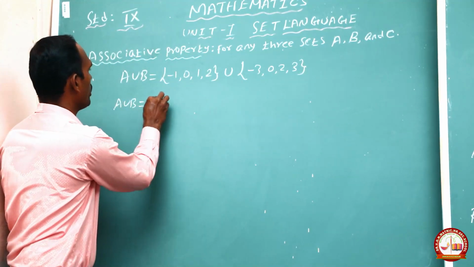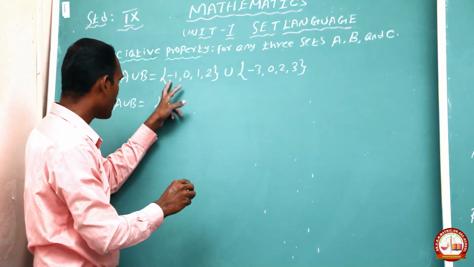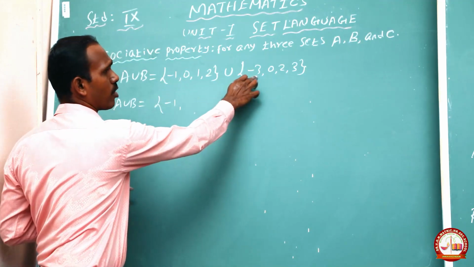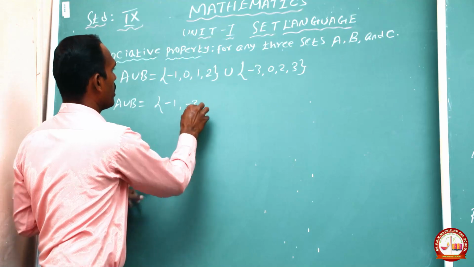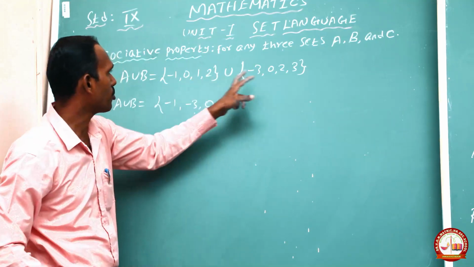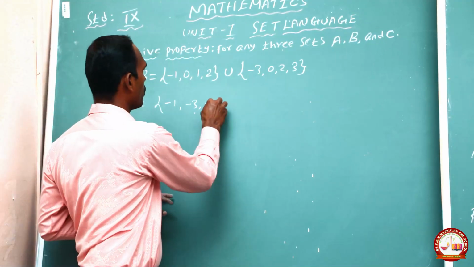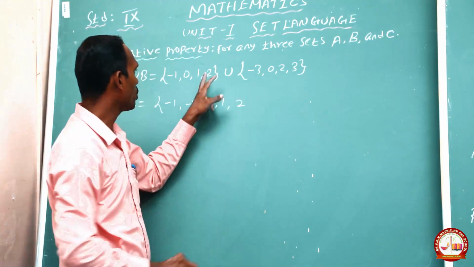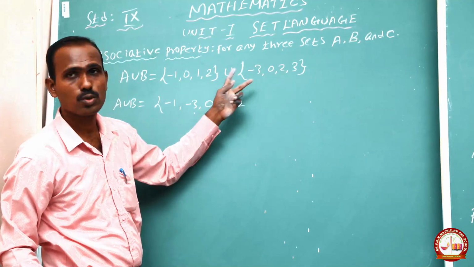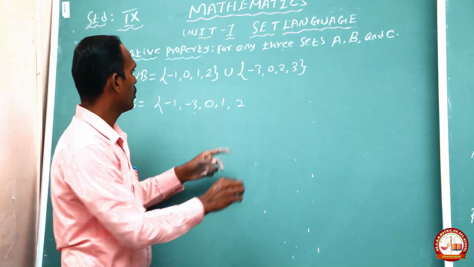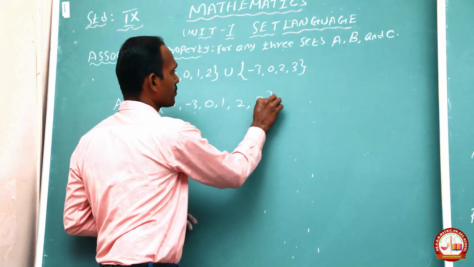So A union B equal to, first we write -1, and then here you are having the -3, so write the -3, and then 0. 0 is 2 times repeating, so don't write 2 times, write only one time 0, and then 1, 2. 2 here is also repeating, so you write only one time, and then 3.